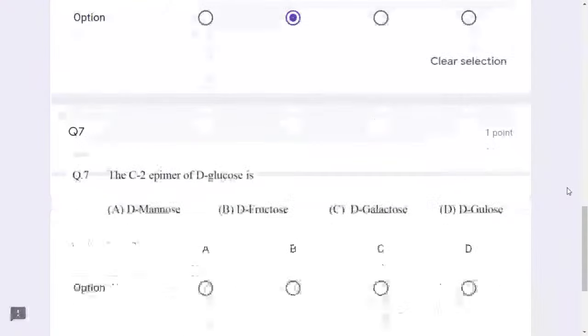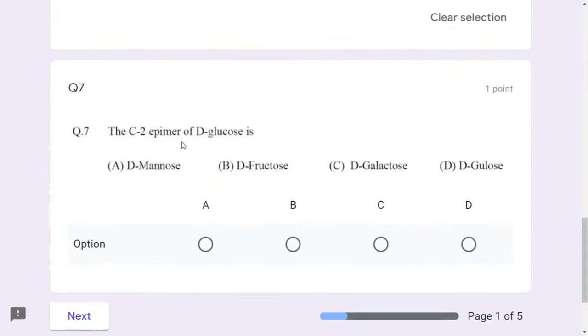Next, question number 7. The C2 epimer of D-glucose is, as you know, the 8 carbohydrates if you write in a linear form, what are they? All altruists gladly make gums in their gallon tons. So what is the D-glucose? CHO, right side, left side. The right side carbon which has hydroxy on C2 carbon will be on the left side in D-mannose. So option A is the correct option, students.